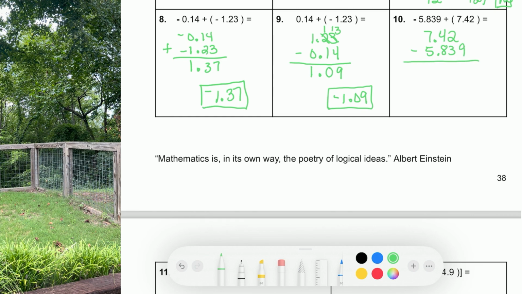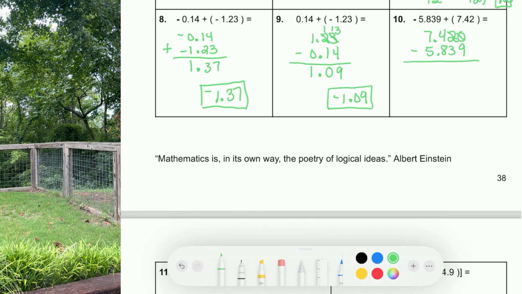I notice that I have an empty location up here above my 9, so I'm just going to place a 0, a placeholder. I cannot subtract 9 from 0, so I need to borrow. But I can't borrow from the 2, because then I can't subtract 3 from the 2. So I need to go over a little bit more. Oh, the 4 is going to be an issue. I've got to go all the way over to my 7.